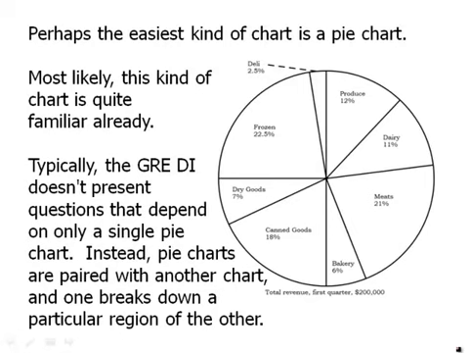Instead, the pie charts are usually paired with another type of chart, and one breaks down a region of the other. So for example, a slice of the pie chart might be subdivided in a bar chart, or one particular bar in a bar graph might be subdivided into a pie chart. So pie charts usually appear paired with some other kind of graph like that.